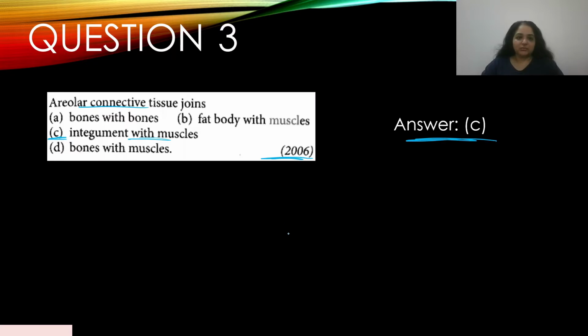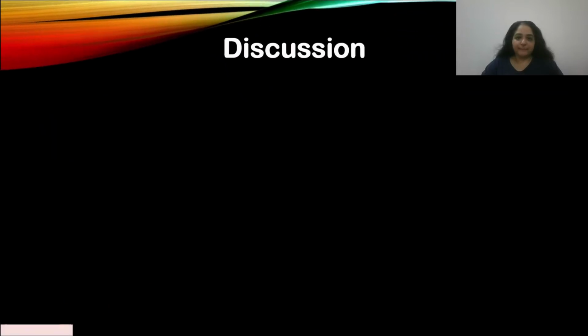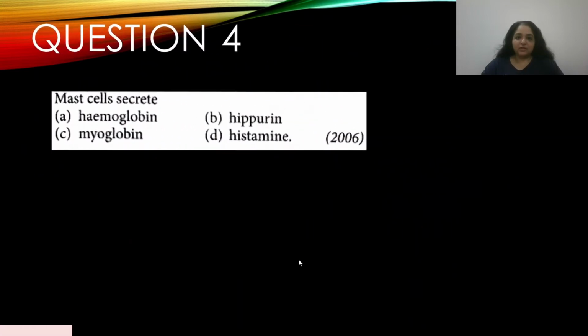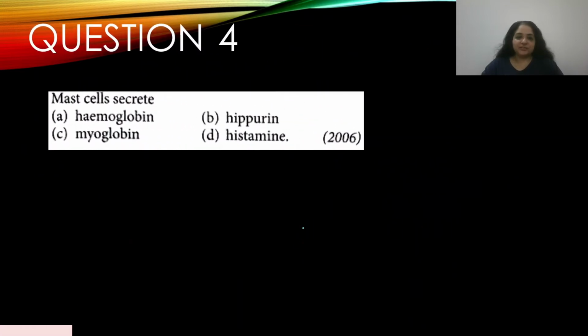Okay, let's move on. Question number 4. Mast cells secrete. This appeared in 2006. A, hemoglobin; B, heparin; C, myoglobin; D, histamine. So mast cells secrete histamine. We already discussed mast cells, right? In much detail, I think in human health and also in body fluids and circulation, I've discussed mast cells. So mast cells secrete D, histamine.